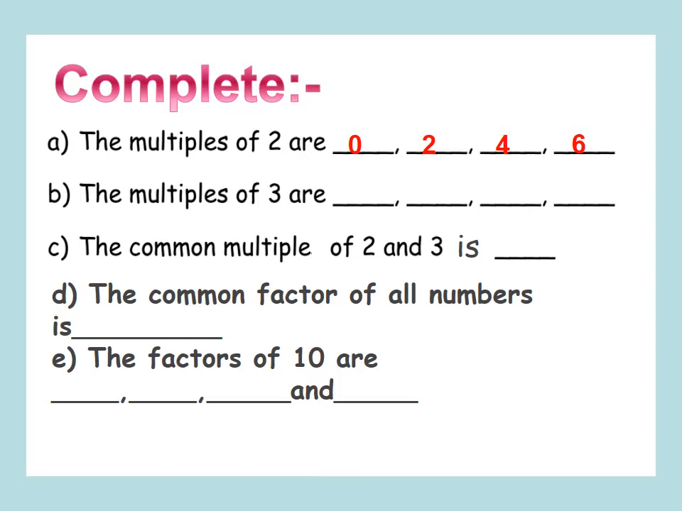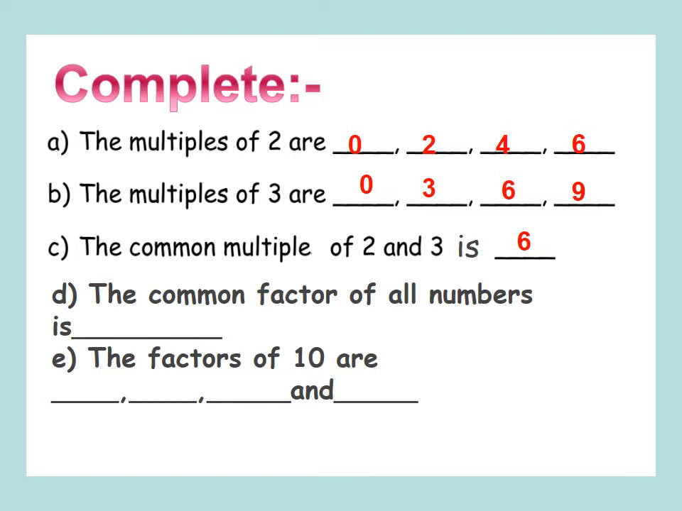Okay, the next one, the multiples of 3, which are answers of table 3. 3 by 0 is 0. 3 by 1, 3. 3 by 2, 6. 3 by 3, 9. Here are the multiples. What is the common multiple of 2 and 3? Here we're going to multiply 2 by 3. 2 by 3 equals 6. So the common multiple of them is 6.